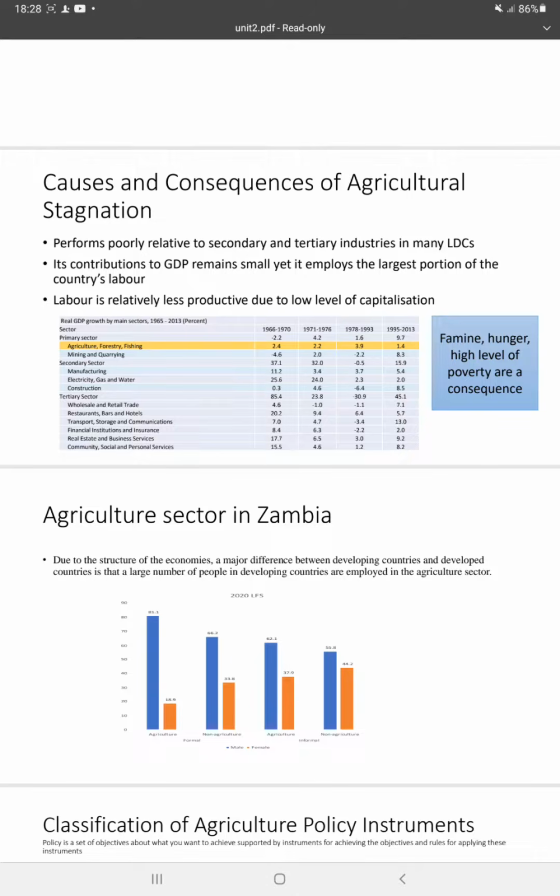Okay. There are some consequences. You perform poorly relative to secondary and tertiary industries. So these are some of the consequences. It contributes to GDP, yet it employs the largest portion of the country's labor.